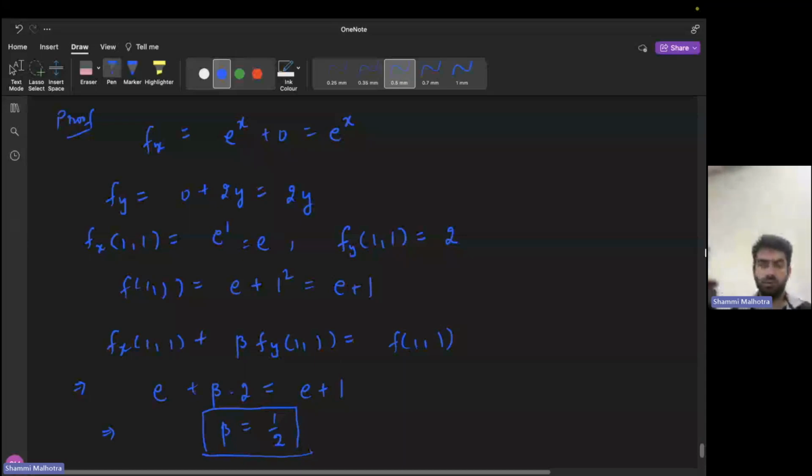Okay, so now we have seen some questions. So let us move forward and try some more questions on the double limits to have a better understanding of the double limit. So let us proceed.